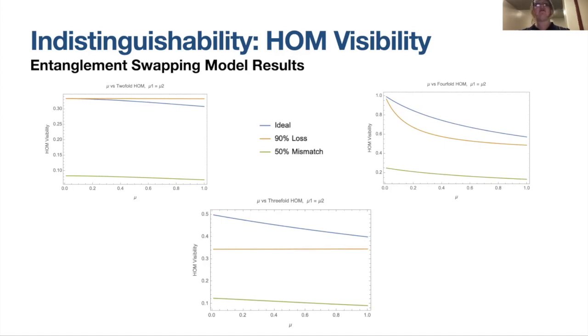Now for the threefold HOM, this isn't necessarily true. The shapes of our graphs are a little different, and this makes sense because for the twofold and fourfold HOMs, we have symmetric systems, but for threefold we don't, and so we expect some differences. But it's still true that the mismatch parameter is much, much more important to fine-tune than losses.